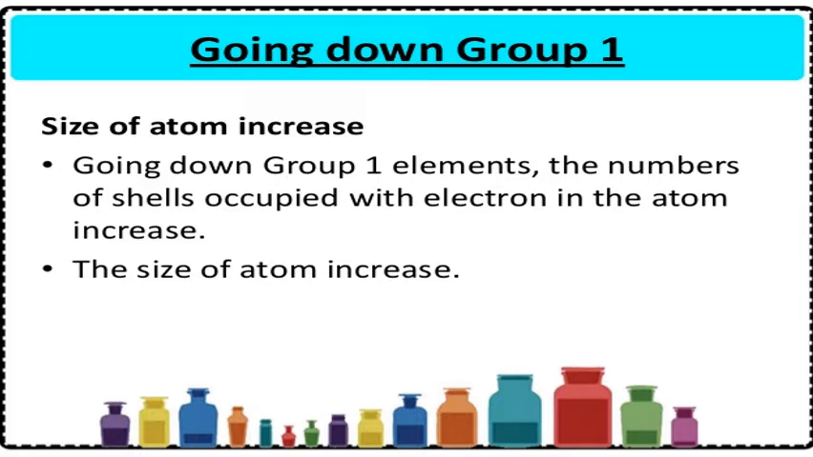Going down group 1, the size of the atom increases. Going down a group, the number of shells occupied with electrons in the atom increases. The size of an atom increases.